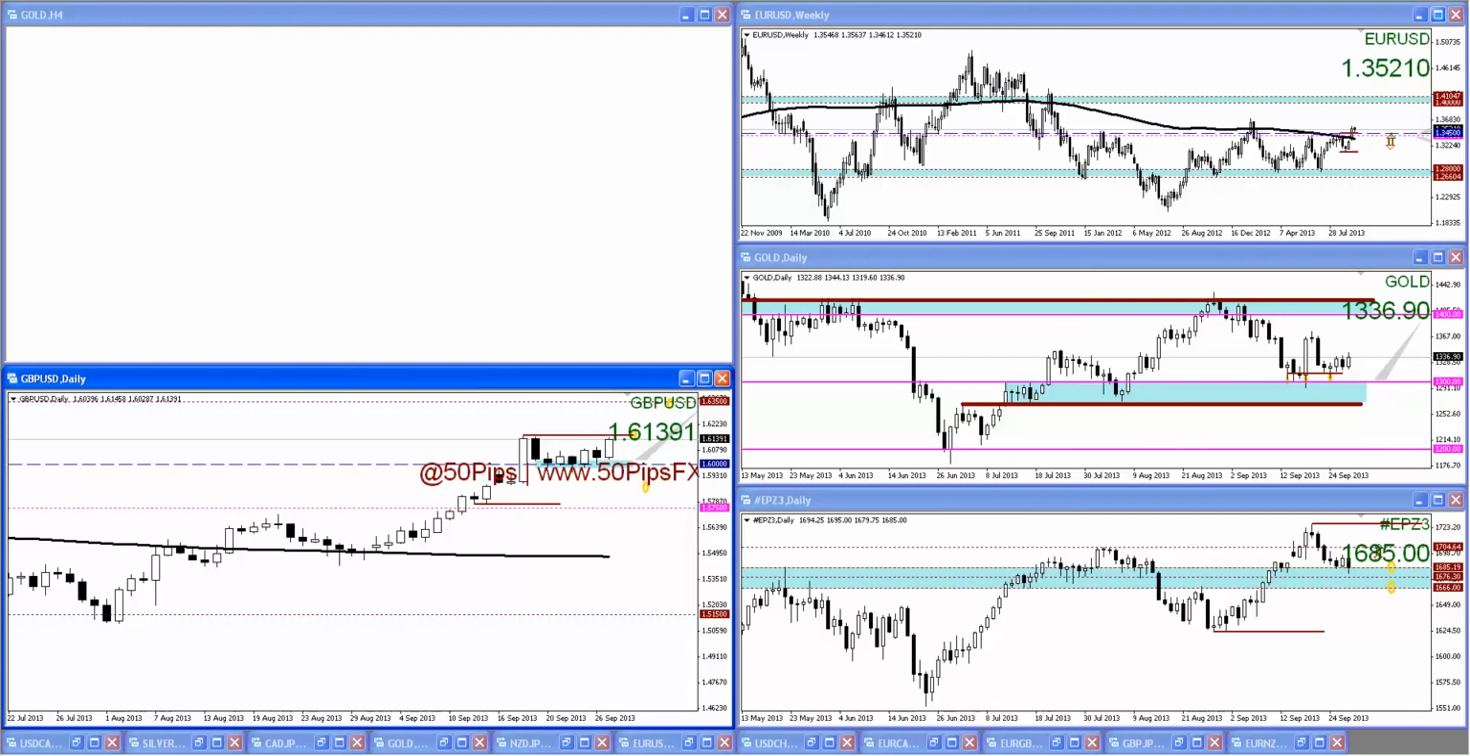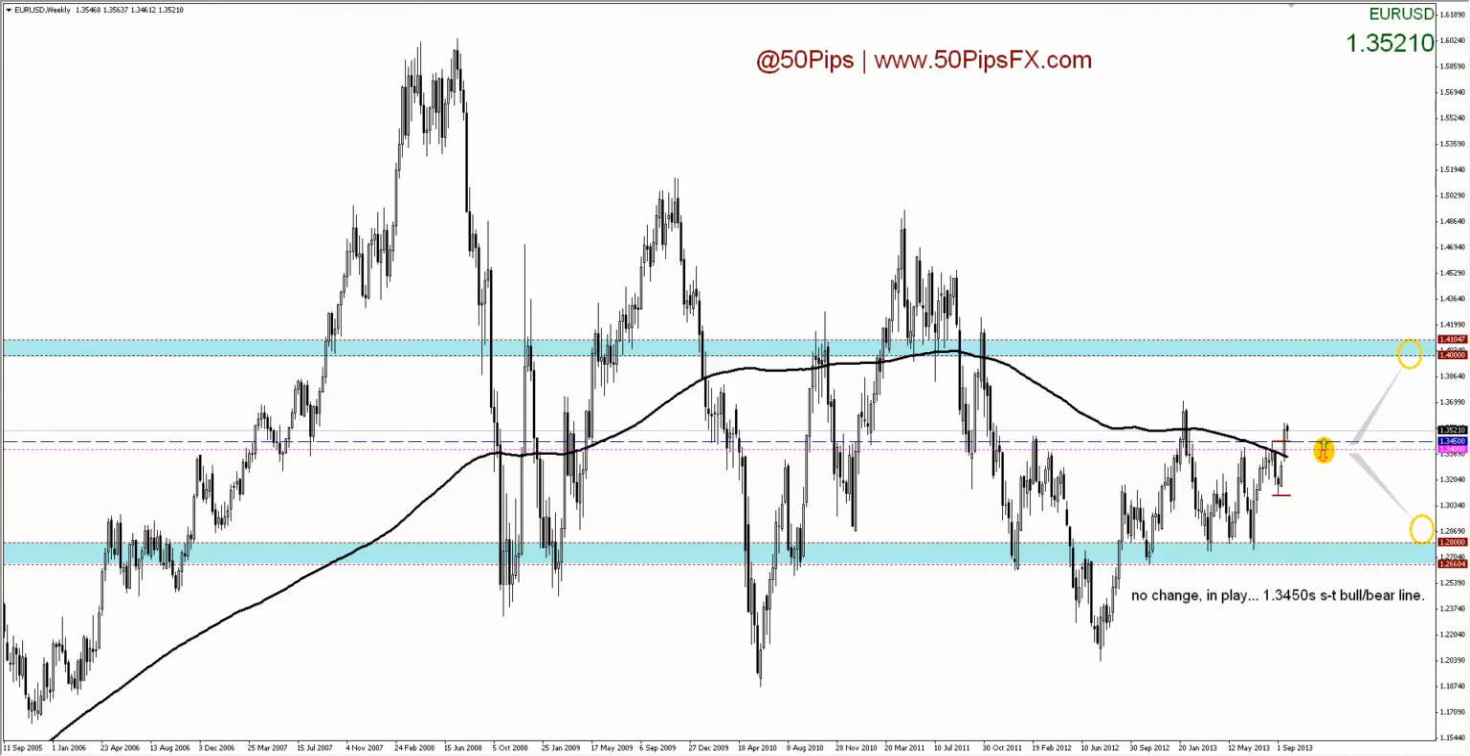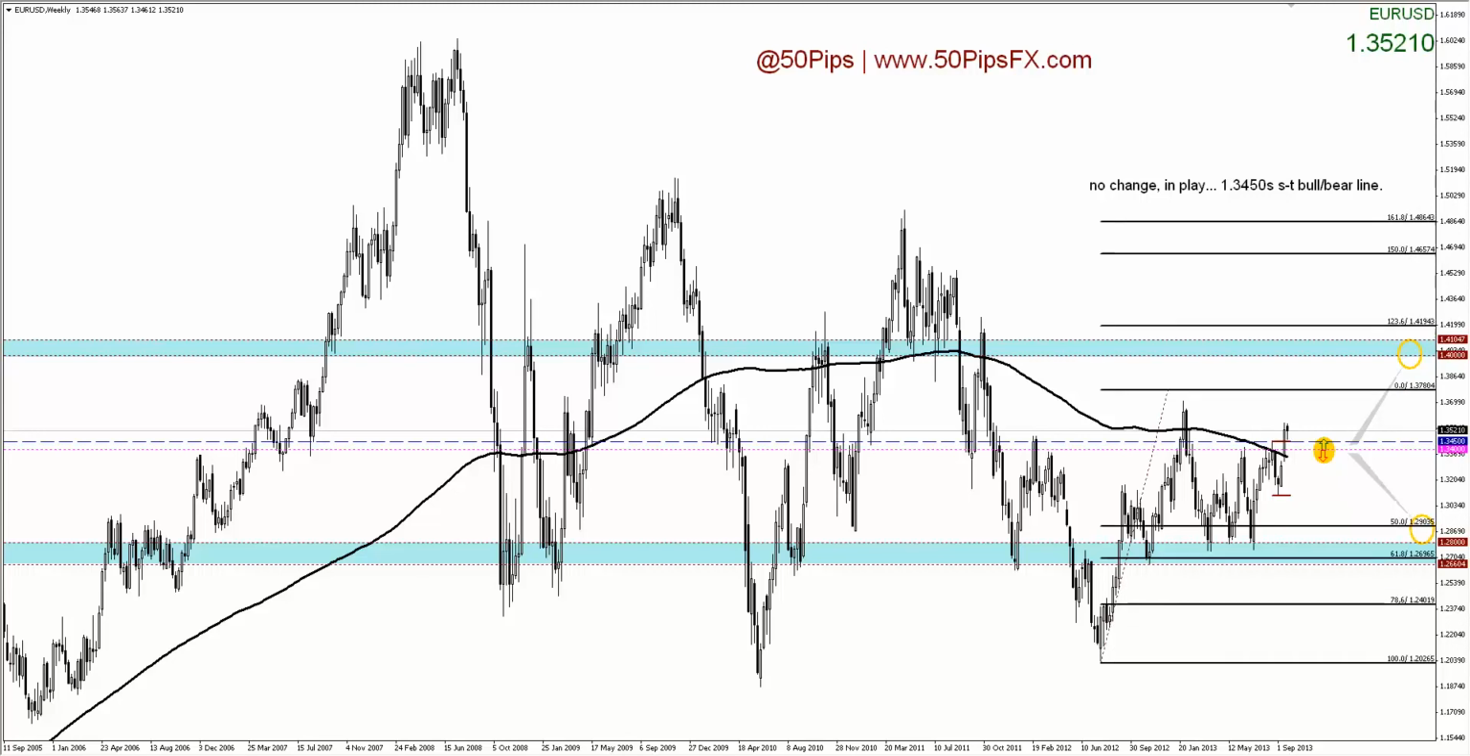Now, last but definitely not least, Euro. What's going on Euro? So Euro, same thing. The charts being the same, as we say, no change in play. 134.50s is the bull bear line, okay? Now the outlook we have is similar to the one on cable. This is still in play.